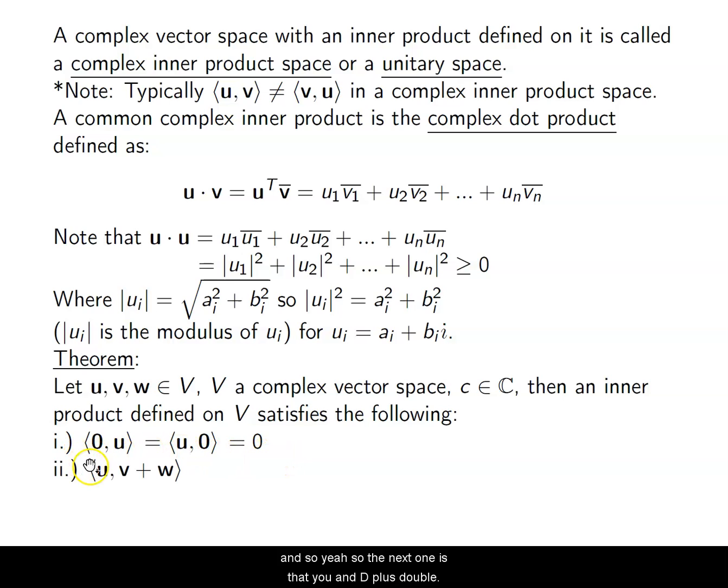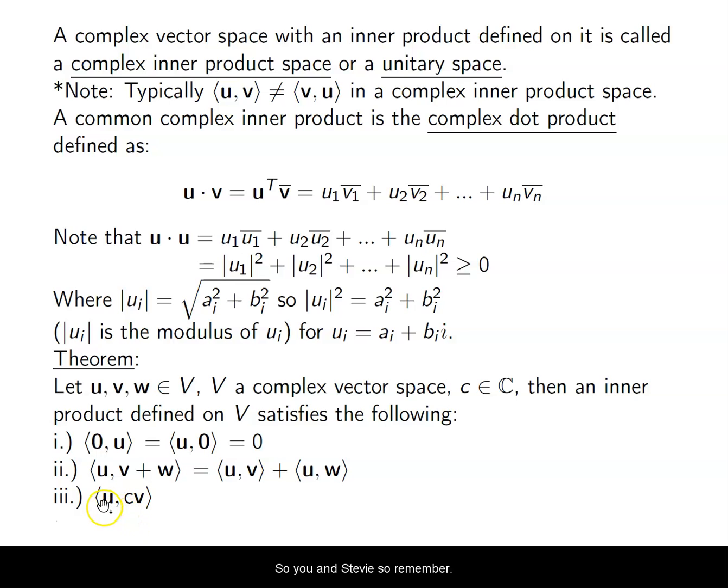The next one is that u and v plus w is going to be uv plus uw. So now we're just showing the distribution from the other side, because the definition showed the distribution of u plus v with w. You can also distribute from the other side, and that's also going to hold true. So u and cv: remember, the v side is the one that ends up getting complex conjugated. So if my c is with the u, it just gets pulled out.